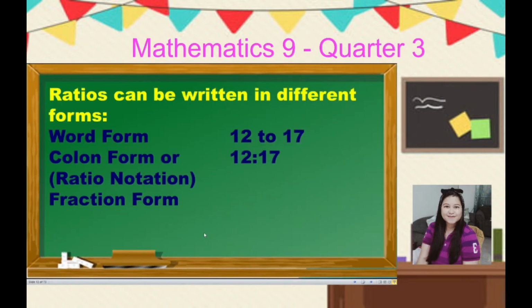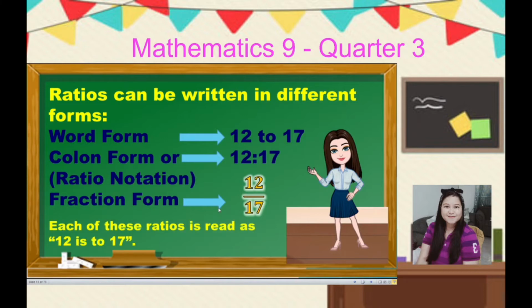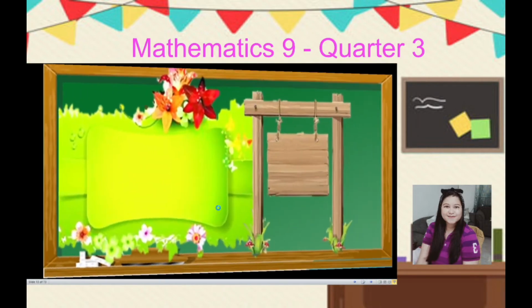So, sabi nga kanina, they can be written in different forms. So, yung word form, kung isusulat natin yung kanina, sa word form, that is 12 to 17. Sa colon form, or yung sagot natin kanina, in ratio notation, that is 12 is to 17. Ginagamitan natin ang colon. And then, for the third one, fraction form, that will be 12 over 17. So, ang basa dyan, laging 12 is to 17. So, let's have number 2.